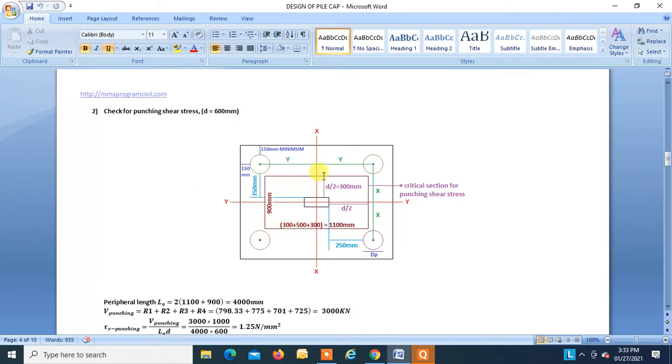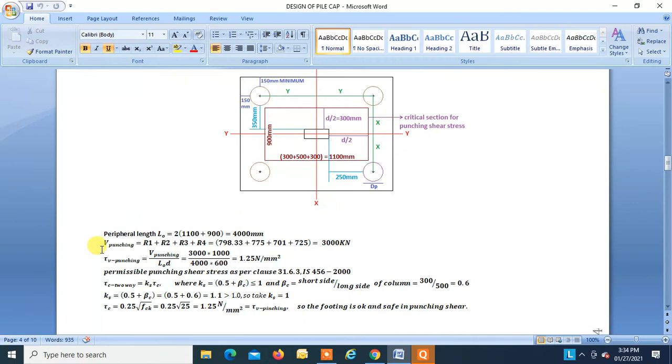Okay, so we get a section like this, right? Now we can see that the section falls inside the piles. This section does not fall on the piles, so that is why the total shear force acting on this section will be R1 plus R2 plus R3 plus R4. So V punching will be R1 plus R2 plus R3 plus R4, that is equal to 3000 kilonewton.